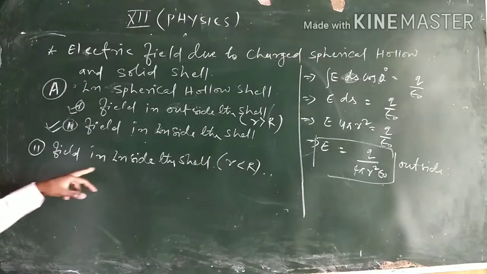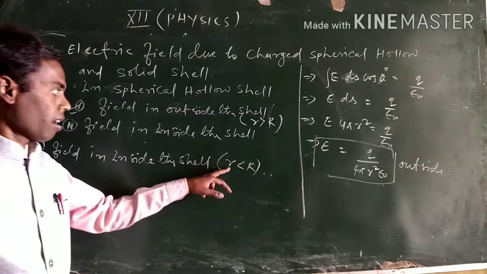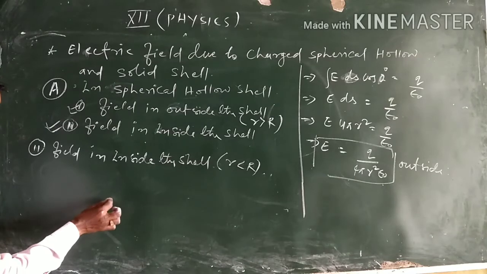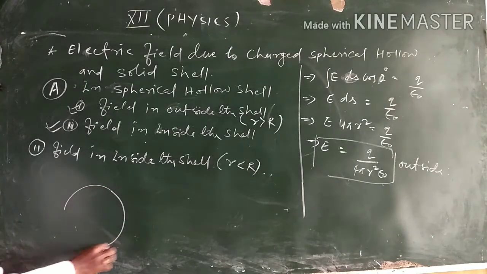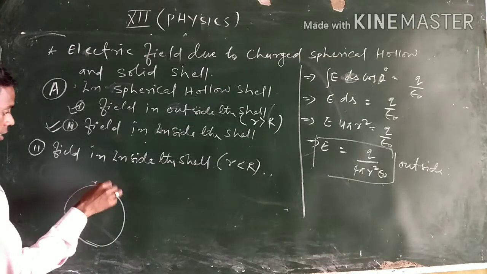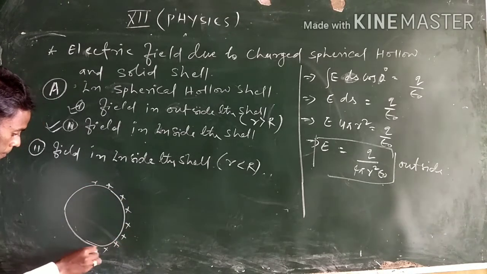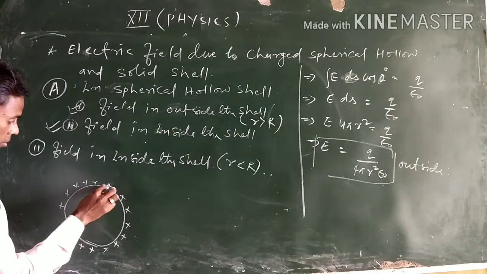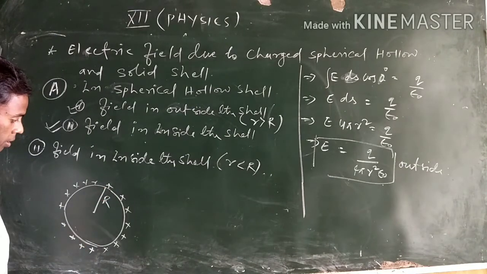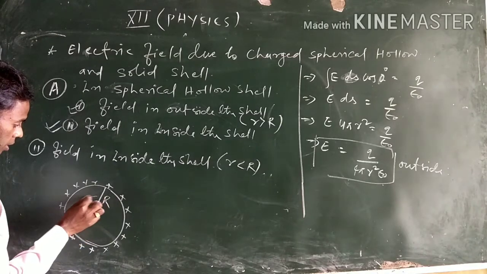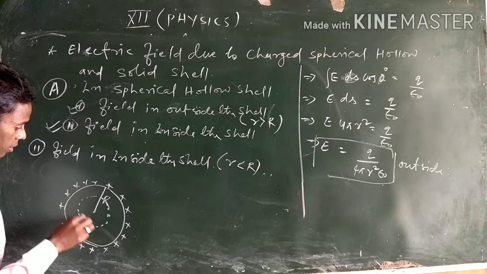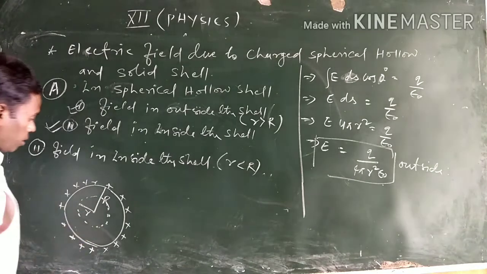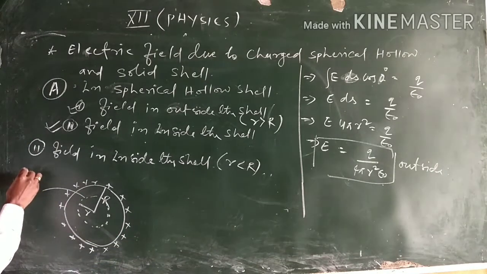Now next case, the field inside the shell, that means its condition is small r should be less than capital R. For that one, we have to take a spherical shell with charges distributed over here, and this is the capital R. We have to take one Gaussian surface, whose radius is small r. This is called the Gaussian surface.